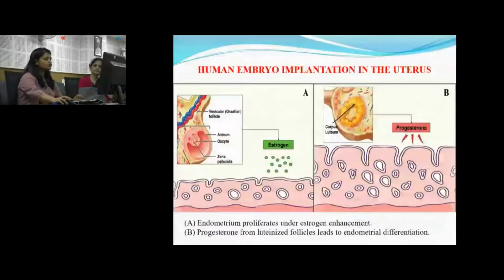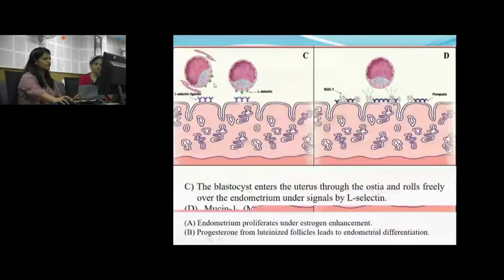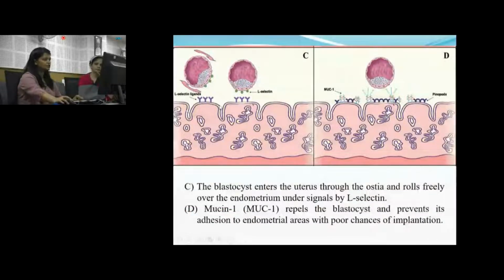Now, there are certain hormones also which prepare this endometrium. We know during the proliferative phase, from the Graafian follicle, there is increased estrogen. This leads to endometrial proliferation. Then progesterone leads to differentiation of this endometrium, which makes it conducive for the implantation of this embryo. Now, the blastocyst, when it has entered into the endometrial cavity, rolls freely over the endometrium. It is rolling here.